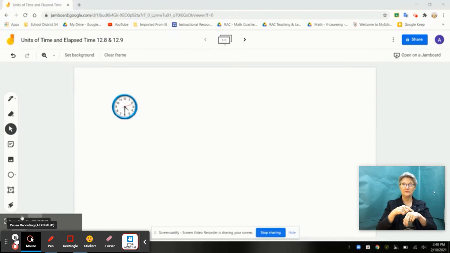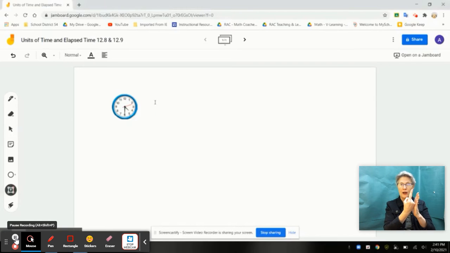Well, here we have an analog clock. We can use this analog clock to tell time. The hour hand tells us that's right, 4 o'clock. Let's write that. 4 o'clock. The minute hand tells us it's 30 minutes past the hour, so it's 4:30.